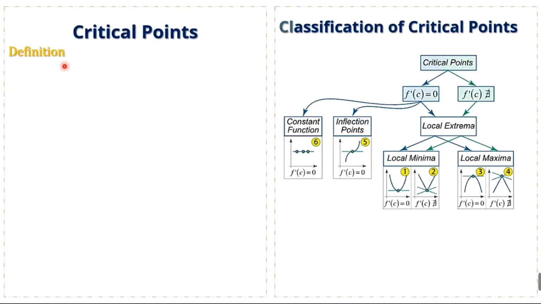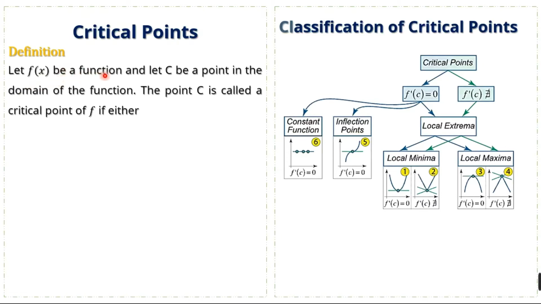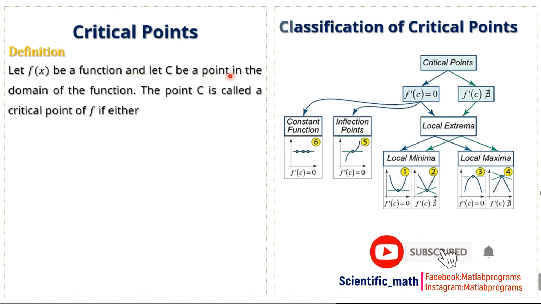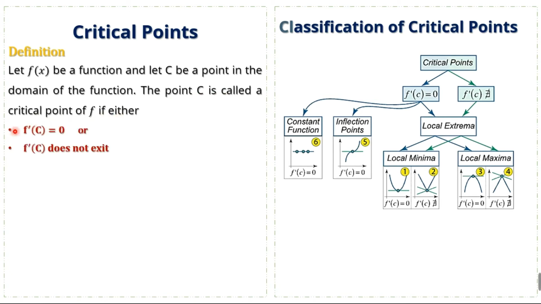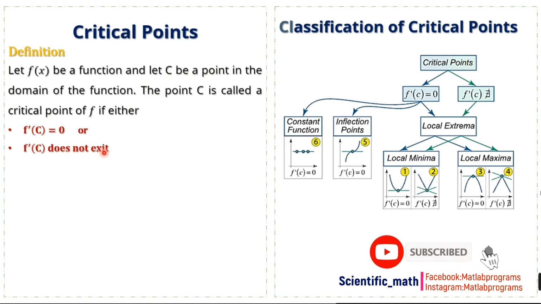Critical points. Definition. Let f of x be a function and let c be a point in the domain of the function. The point c is called a critical point of f either if the derivative of the function at that point is equal to 0 or the derivative of the function at c does not exist. So the point c is a critical point only when the derivative at that point is equal to 0 or the derivative of the function at c does not exist.